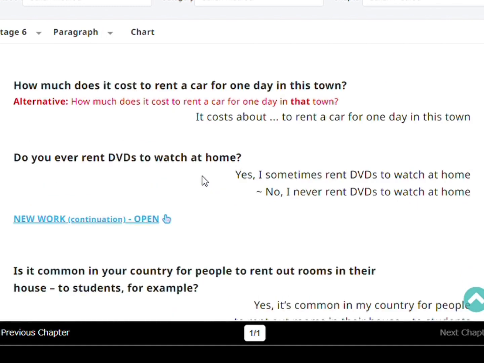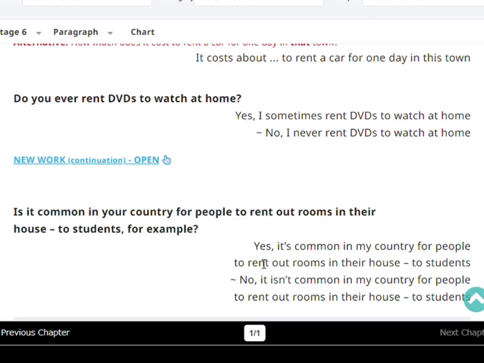Okay. Then how much does it cost to rent a car for one day in your town? It costs about 5,000 yen to rent a car for one day in my town.